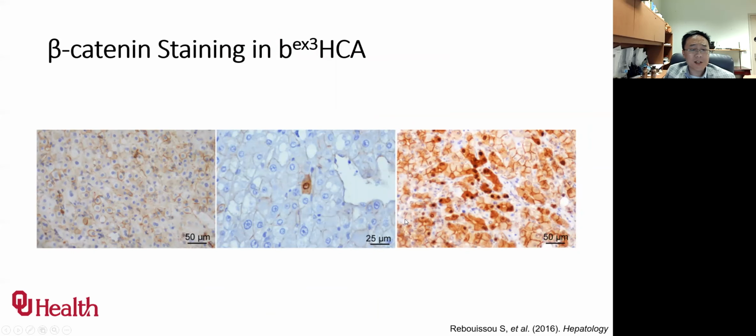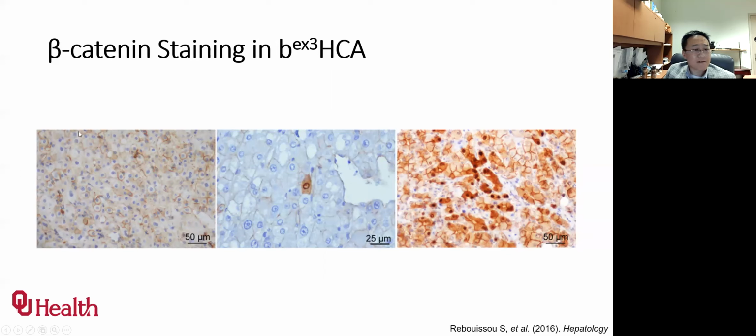And it's important to recognize that the beta-catenin stain is not without a problem. And these are the beta-catenin stain patterns that you can see in beta-catenin exon 3 mutated hepatocellular adenoma. And this is a pattern we want to see and we expect to see.